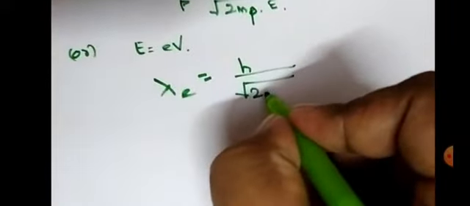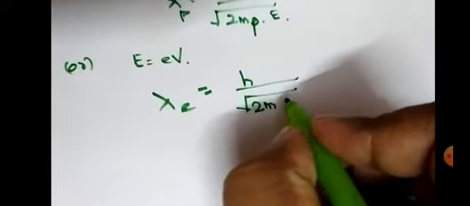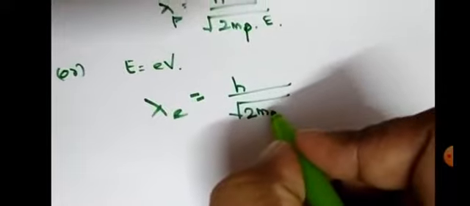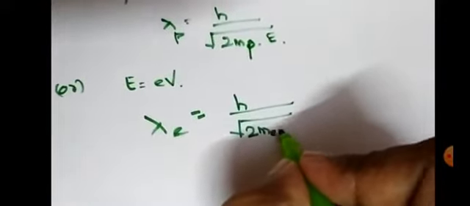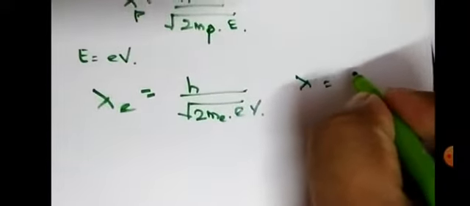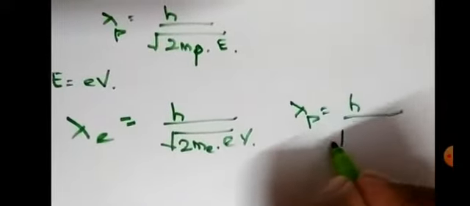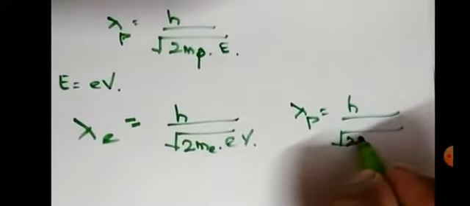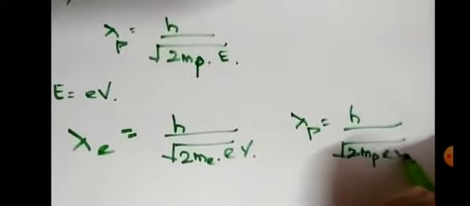Lambda E is h by square root of 2 me eV. Similarly, lambda P is equal to h by square root of 2 mp eV.